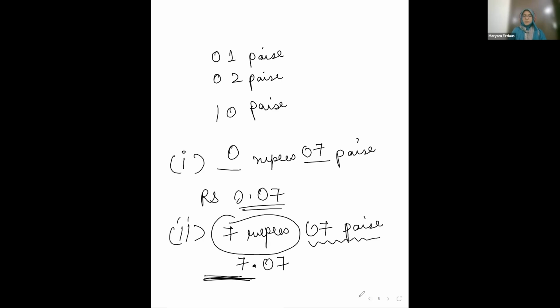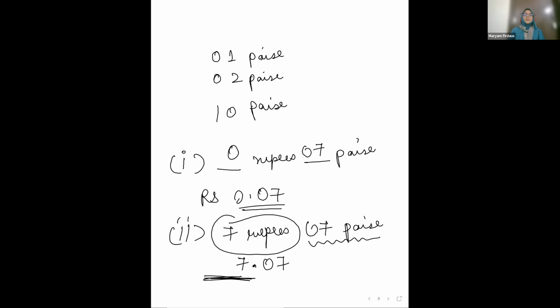Shall we move to the third one? Why do you have to do what, Hiba? Like why do we have to put a decimal? Hiba, your voice is breaking. Can you repeat? Why do we have to put a decimal point after rupees?